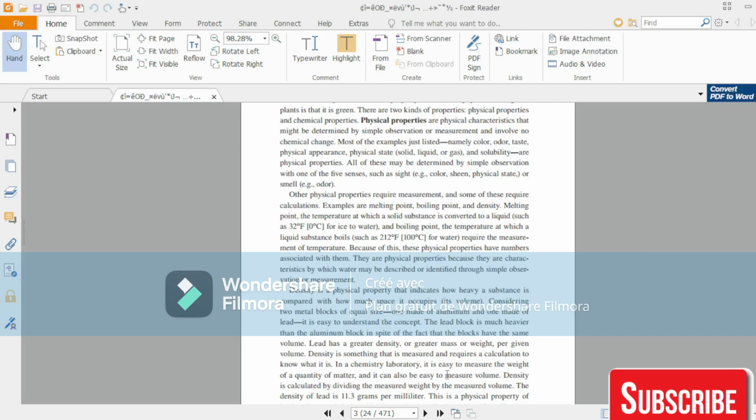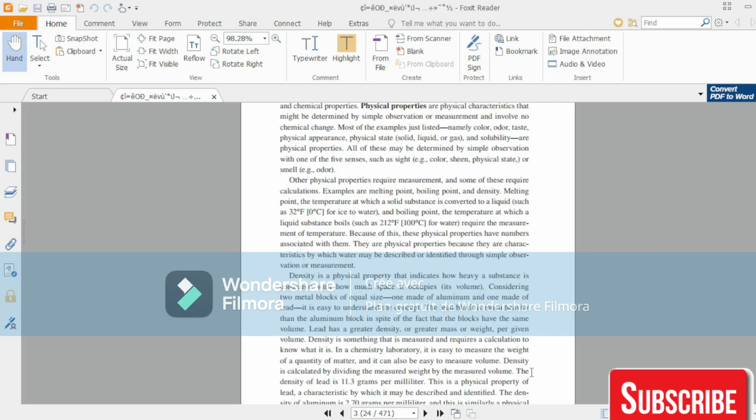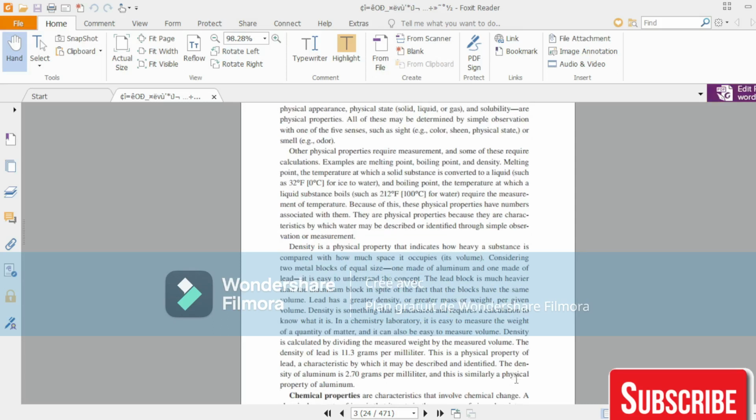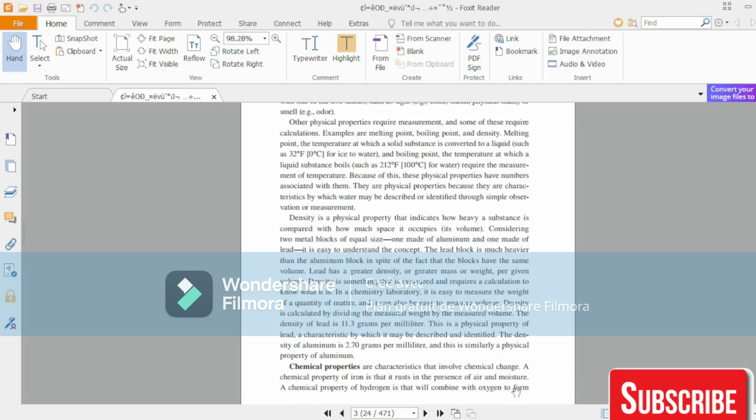In a chemistry laboratory, it is easy to measure the weight of a quantity of matter, and it can also be easy to measure volume. Density is calculated by dividing the measured weight by the measured volume. So the density of lead is 11.3 grams per milliliter. This is a physical property of lead, a characteristic by which it may be described and identified. The density of aluminium is 2.70 grams per milliliter, and this is similarly a physical property of aluminium.